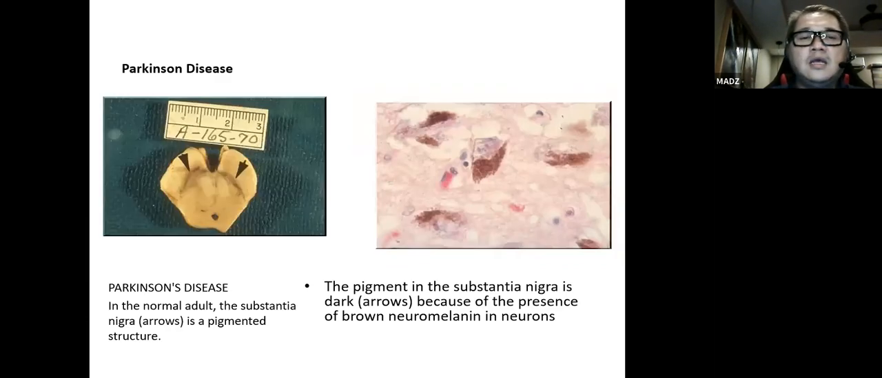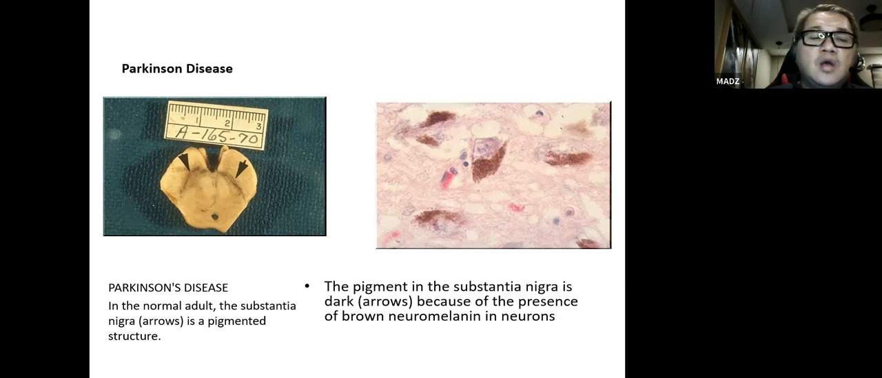So let's talk about Parkinson's disease. Parkinson's disease is a neurodegenerative disorder that affects the motor system, and usually it is manifested with a triad of bradykinesia, resting tremors, and cogwheel rigidity, and likewise balance problems.